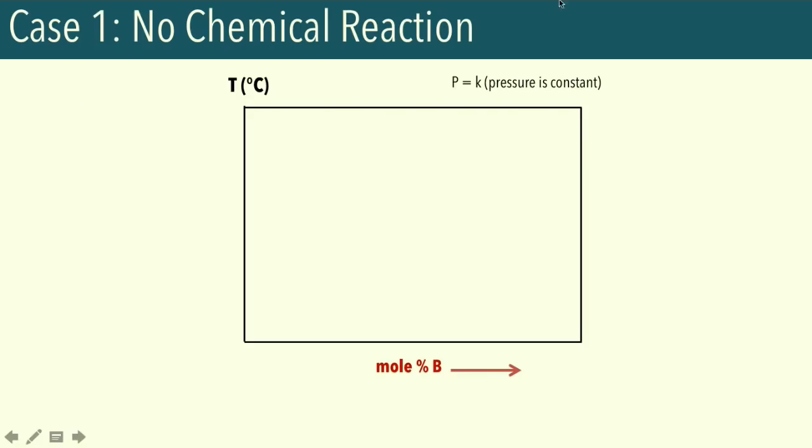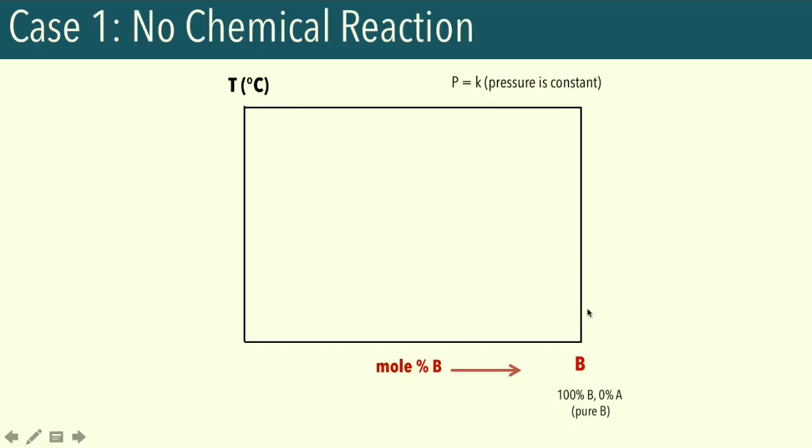So here is our temperature versus composition phase diagram. Again, pressure is held constant. In this particular diagram, we have mole percent B as the x-axis. For emphasis, we'll indicate that on the right side here, we have 100% B and 0% A. So overall, this borderline over here represents pure B.